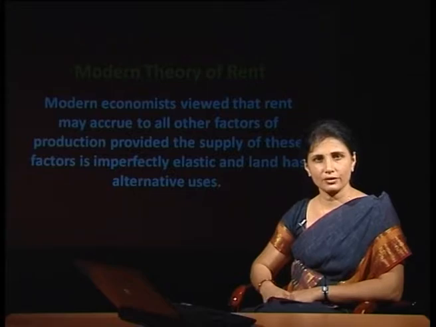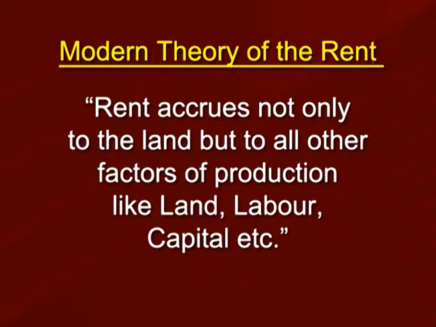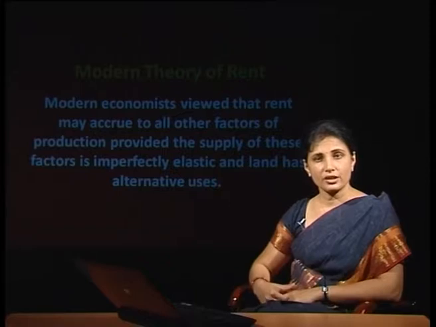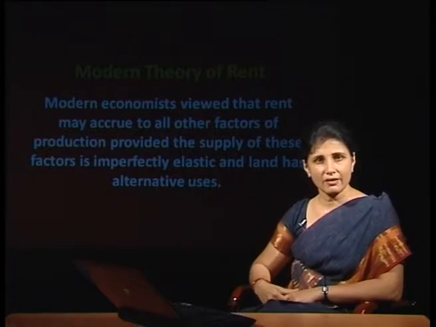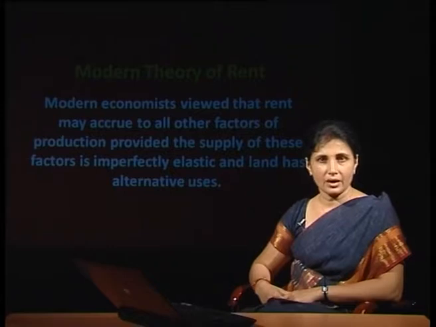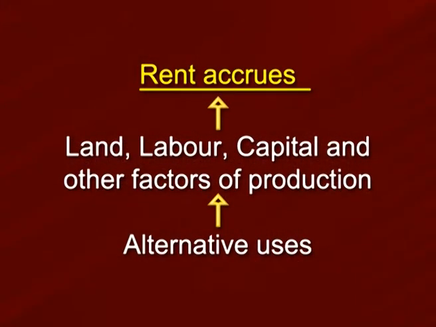Now, this theory of rent says that rent accrues not only to land, but to all other factors of production like land, labor, capital and others. And why does rent accrue? Rent accrues to these factors of production because they are scarce, because they have inelastic supply, and simultaneously because all these factors of production have alternative uses. That means they have more than one use and they have inelastic supply.